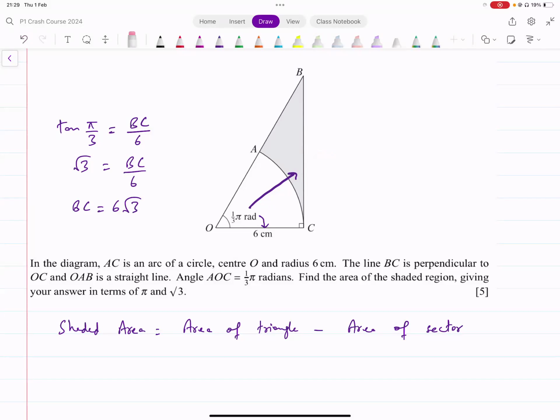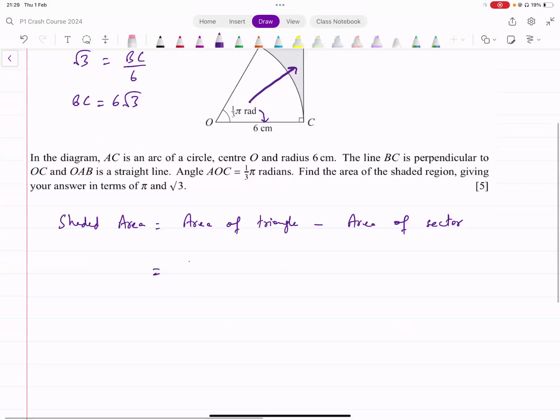Okay, so we have the side now. 6 under root 3. Now, what's the area of the triangle? It's half into base into height. That's half into 6 into 6 under root 3. You can simplify this, making sure not to write any decimals. 36 over 2 is 18, so that's 18 under root 3. That's the area of the triangle.